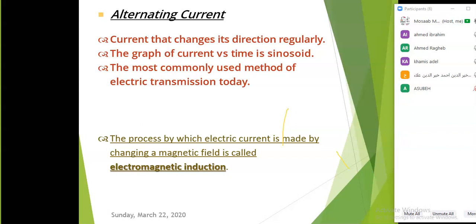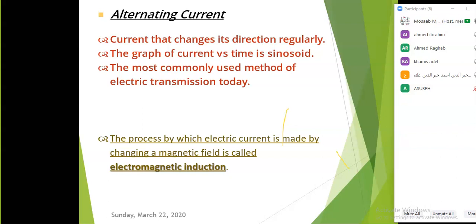Alternating current can be simply called AC current. AC stands for alternating current. What is meant by alternating current? Current that changes its direction regularly, which means it moves from the positive side. It's a sinusoid. You see, the graph of current versus time is a sinusoid. What is the meaning of sinusoid? It changes from the positive side of the graph to the negative side, like a wave, if you remember electromagnetic waves, or like water waves, jumping from positive to negative.